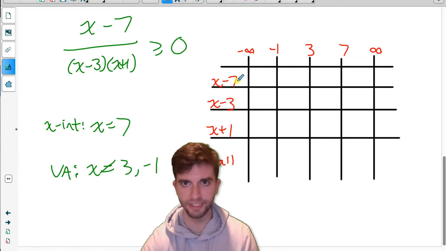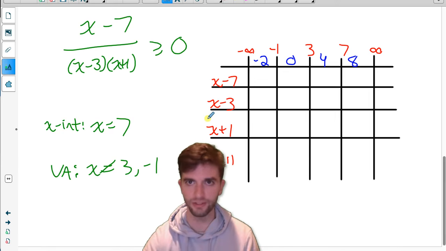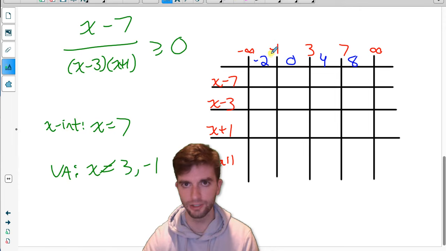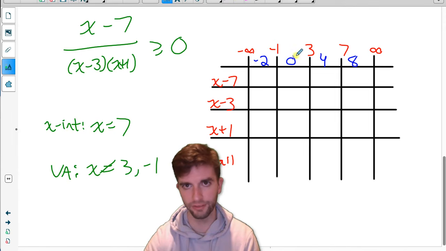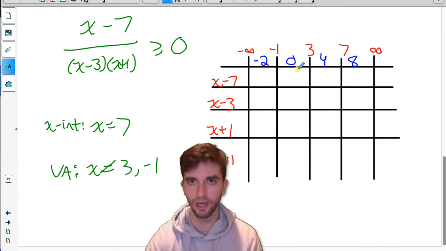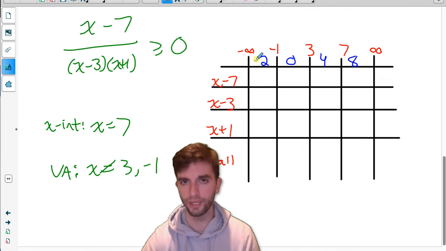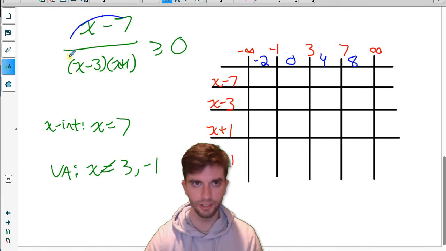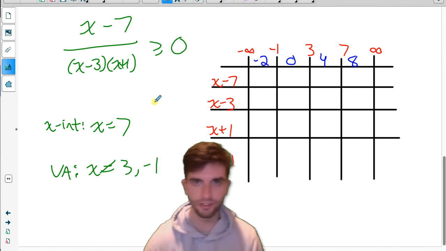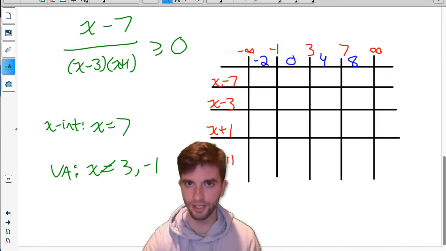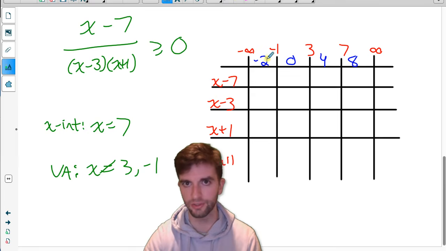And now I get to choose my test values for x within each interval. Your test values don't have to be the same as mine. Just pick any number between negative 1 and 3 and put it there. I just chose 0 because I thought that was an easy number to work with. Okay, now let's test each of these numbers in this whole rational function by plugging into each factor one at a time and seeing if we get a positive or negative result.